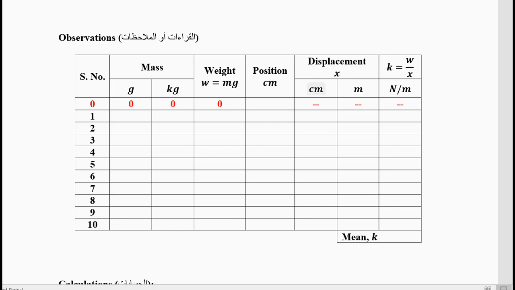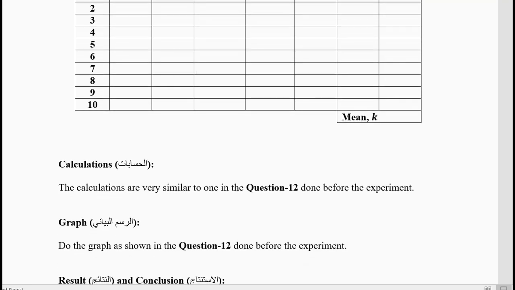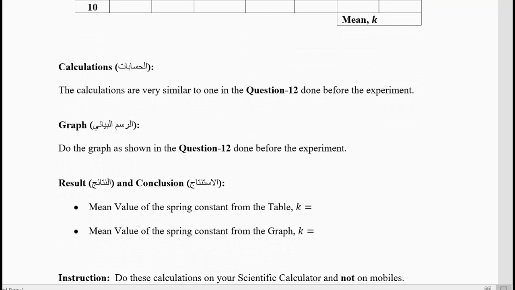Then the displacement, you will measure in centimeters and millimeters and convert it into meters. Sometimes we will make the measurement in millimeters also. So it depends on the type of spring we have. Then k equals W by x. W is in newtons, x is in meters, so the unit is newton per meter. Calculate the mean value of k. Do all your calculations as in question number 12, done before this experiment.